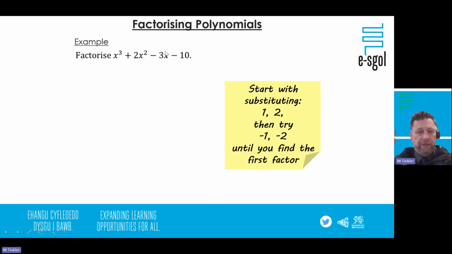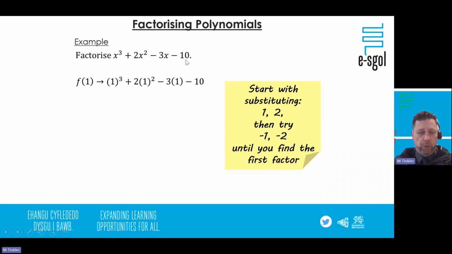And the numbers must divide into 10 on the end. So I would try 1, 2, 5, maybe 10. But maybe then I'd try 1, 2, minus 1, minus 2. All the years I've been teaching, generally, it seems to work after 1 or 2 or minus 1 and minus 2. But if it doesn't work, they have to be numbers that can divide into 10.